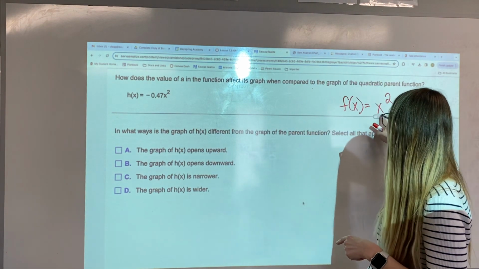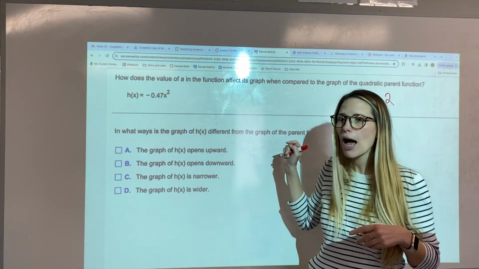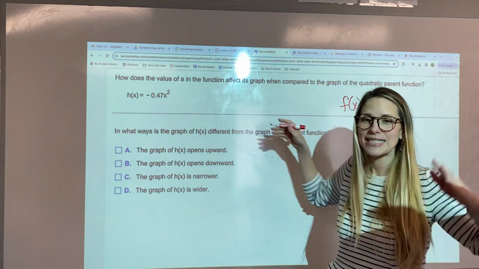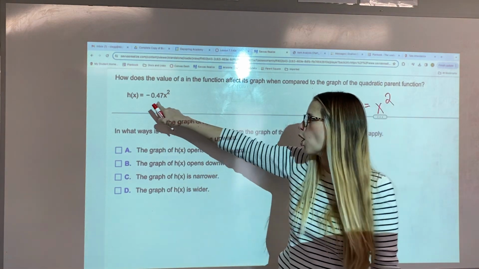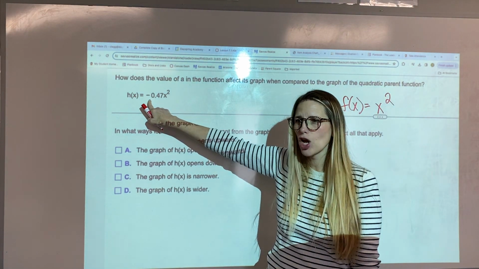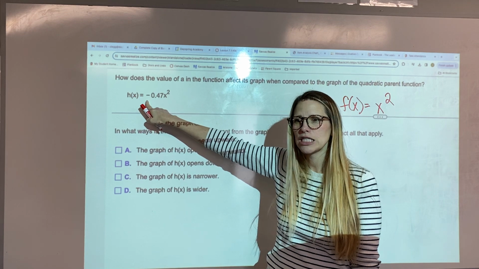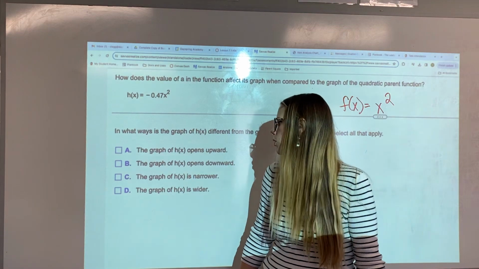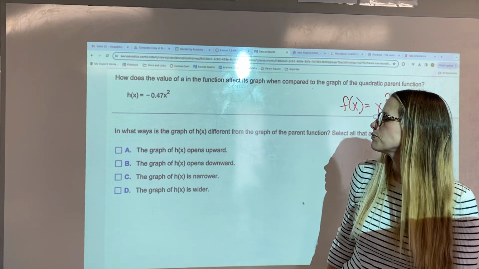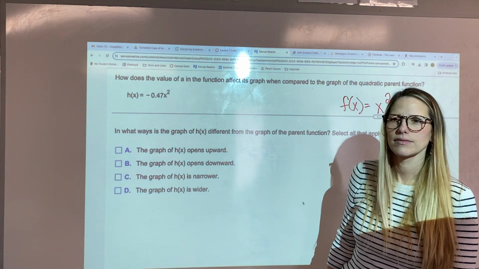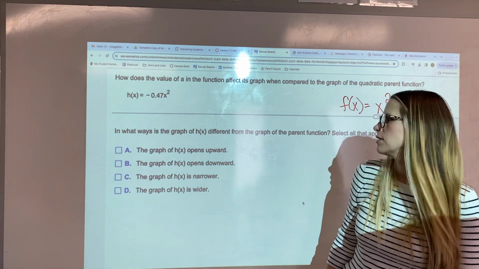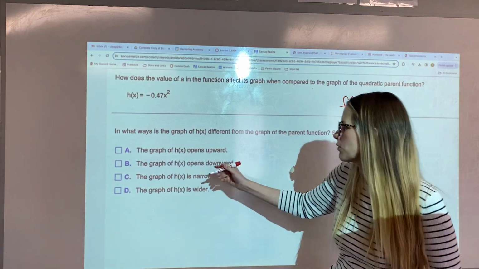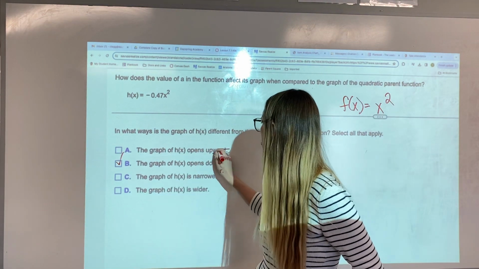Now, the parent function is a happy parabola, right? It's got a positive leading coefficient, so it's happy. The little baby's crying, it's negative. So it's very sad. That's a sad parabola. So, which one do we select for that one? Yeah. Wider and downward. We didn't get to the width yet. Downward is correct. Upward would not work.